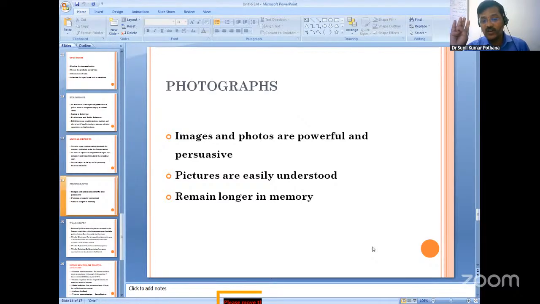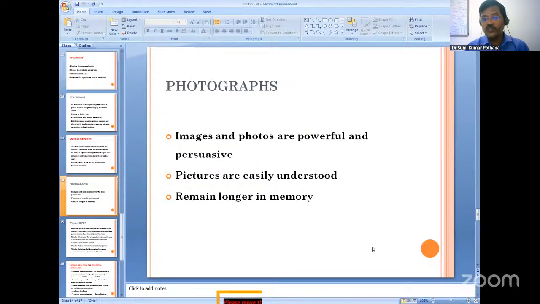play a major role. It gives more attention to the readers. Then there is a proverb: the explanation of 1,000 words is given by a single photograph. So that is the importance of a photograph.